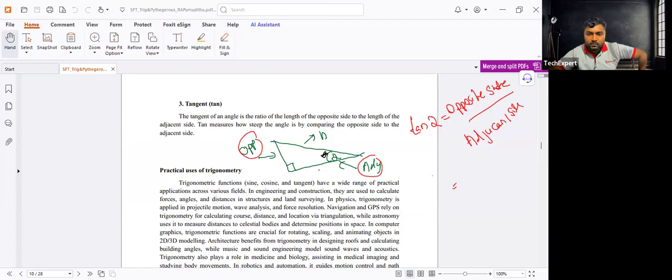Finish. Then draw this triangle and write the equation.